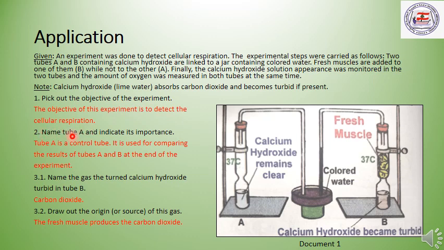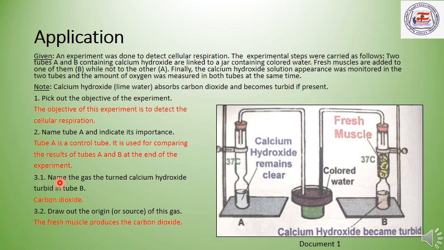Question number 2. Name tube A and indicate its importance. In tube A, we have no muscle tissues. In tube B, we have muscle tissues. So the only variable would be the muscle, all the other conditions are exactly the same. So tube A is a control tube. Its importance is that it is used for comparing the results of tubes A and B at the end of the experiment.